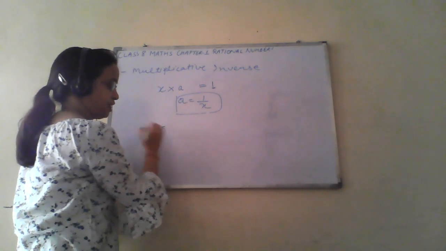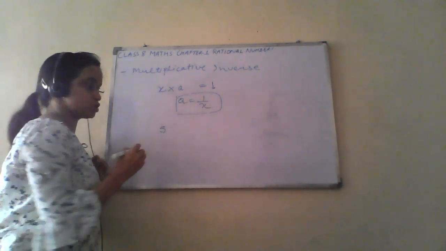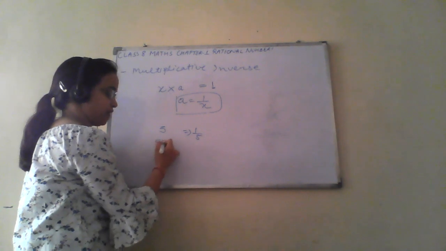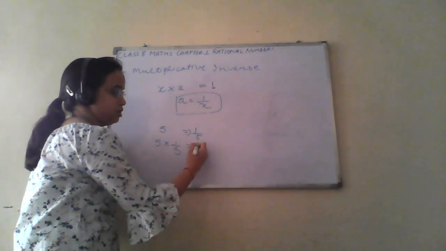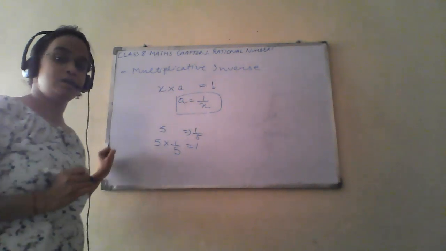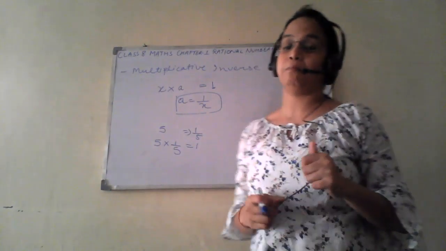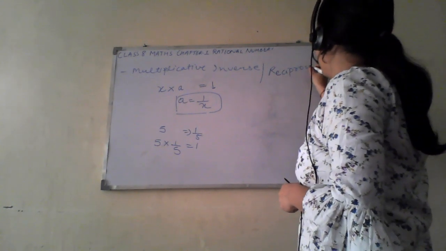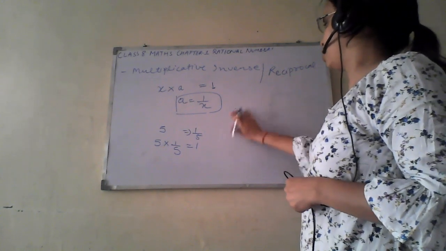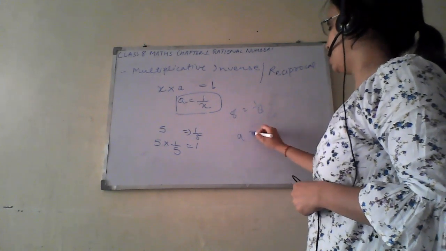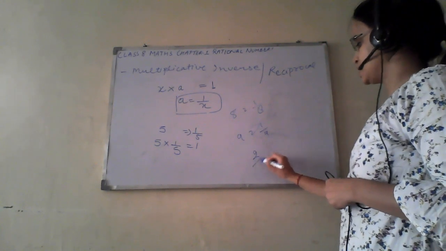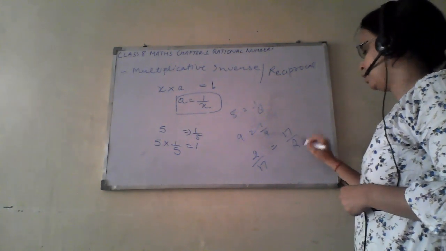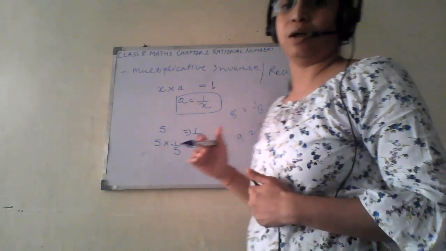Example: 5. What could be the multiplicative inverse of 5? It will be 1 by 5. Now, if we multiply 5 with 1 by 5, the answer will become 1. I hope it's clear. So multiplicative inverse of a number is the reciprocal of the number. Like for 8, it's 1 by 8. For 9, it's 1 by 9. If we take 2 by 17, the multiplicative inverse for 2 by 17 is 17 by 2. It's nothing but the reciprocal of the number.